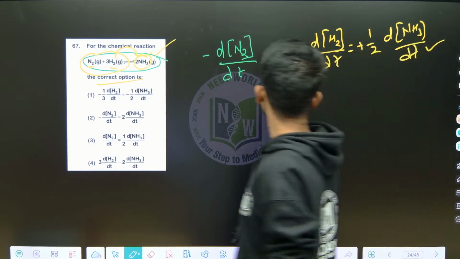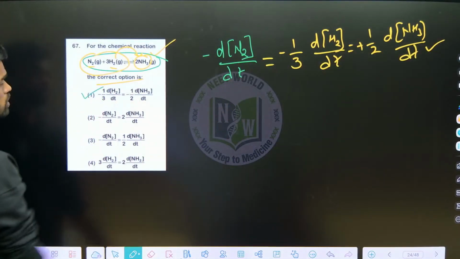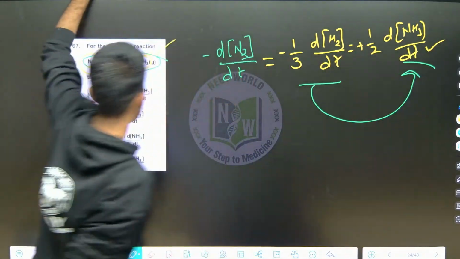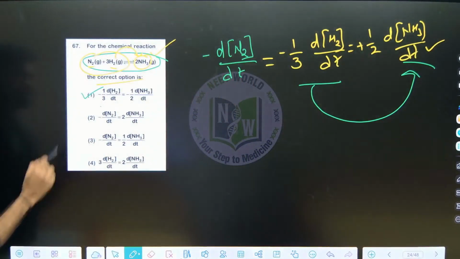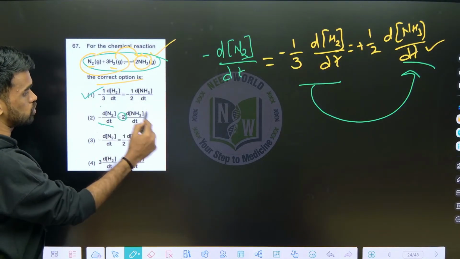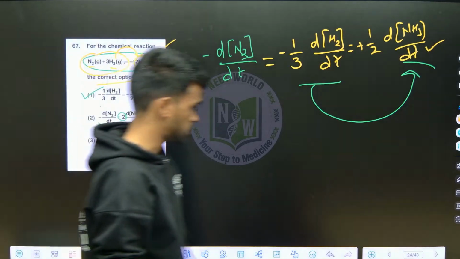So based on this, just identify. Between H2 and NH3 we can write the relation like that, and that is the only one. This one is there, but here it should be 1/2, it is not 2, so this is incorrect, and this is also incorrect, this is also incorrect. So the first option is correct.